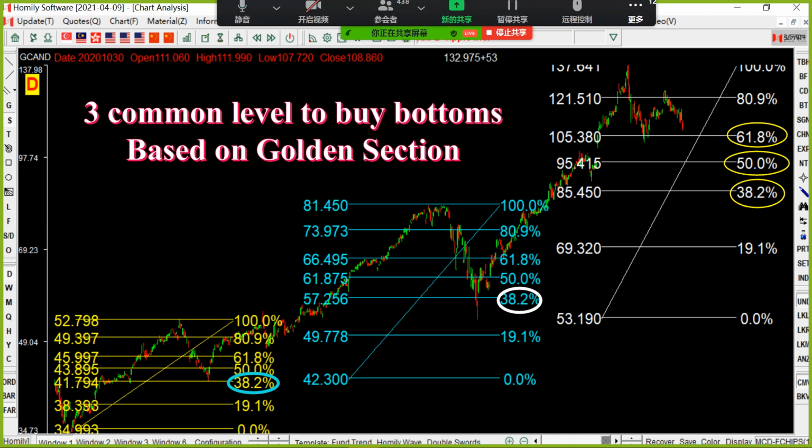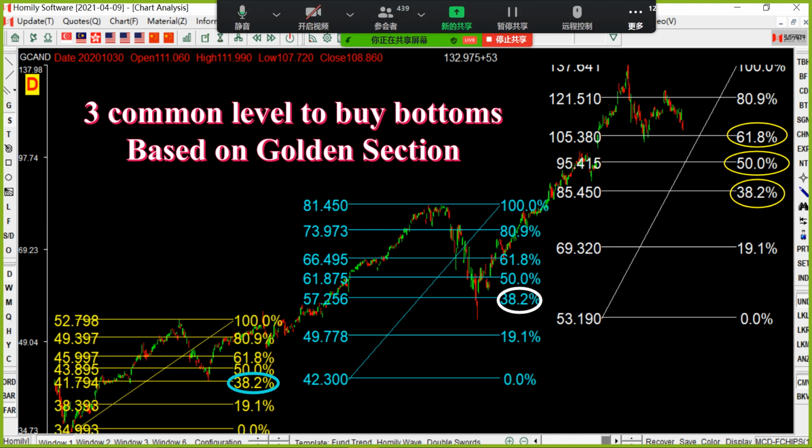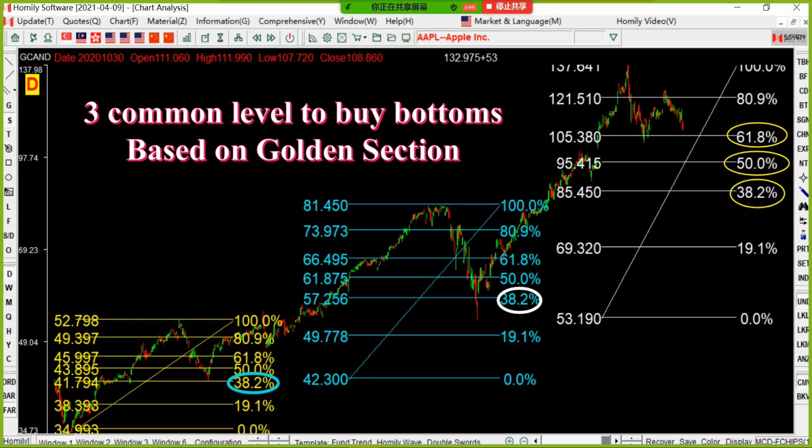We need to combine it with some mathematics or some indicators. Okay, this time I'll show you Apple. Now we are here, very close to the important 61.8% level. Last time it dropped down to here, and 105 is the potential support.